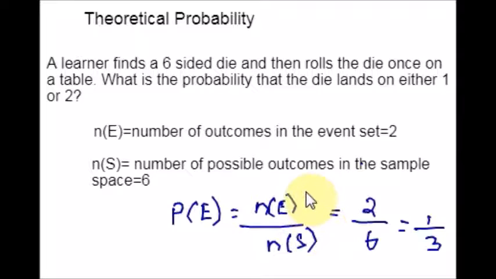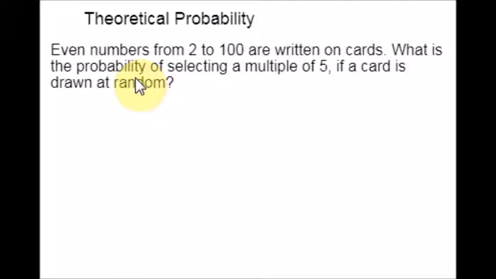So this problem gives us the clue, gives the information directly. Now let us see one example where you have to collect all the information, gather them and find the probability. Here is an example. Even numbers from 2 to 100 are written on cards. What is the probability of selecting a multiple of 5 if a card is drawn at random?